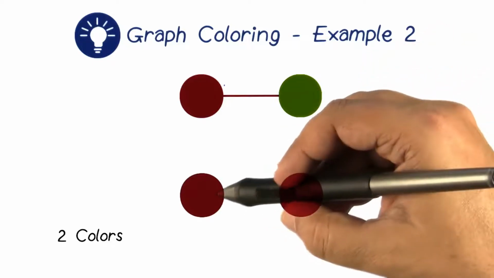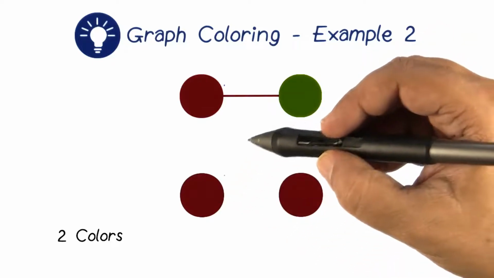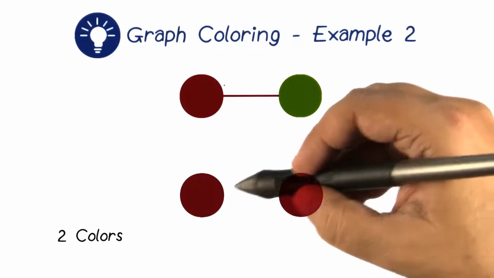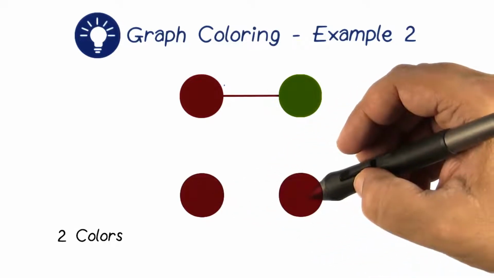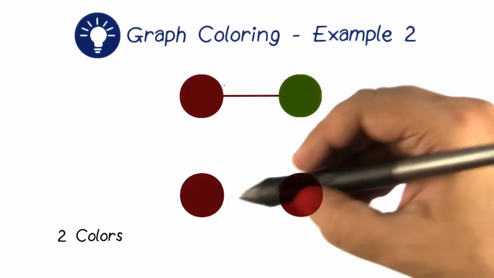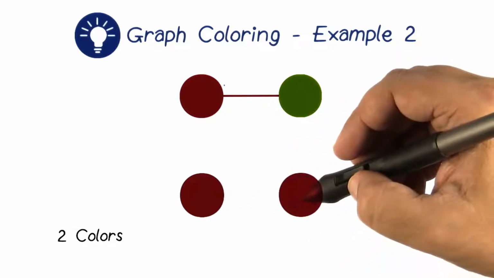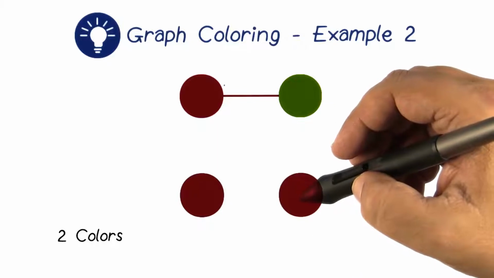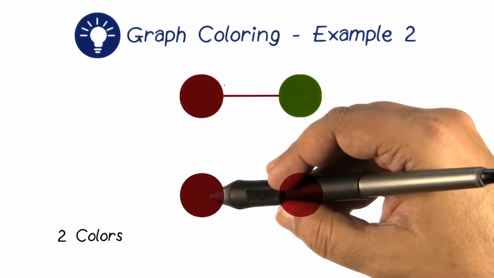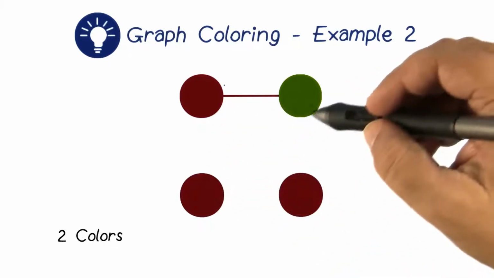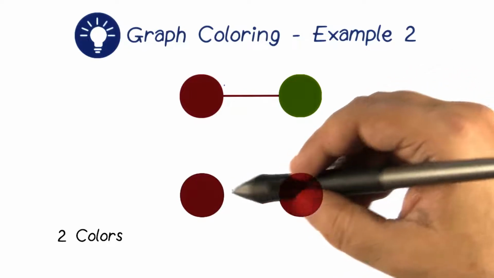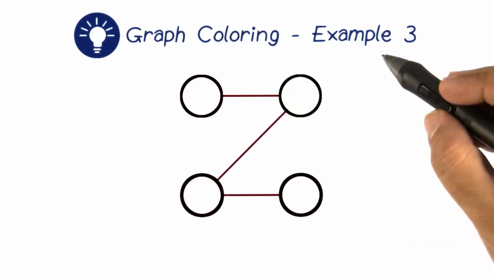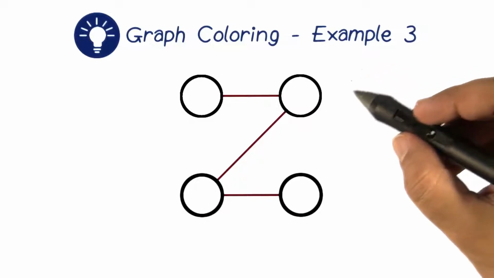Other nodes, however, can get either one of these colors. So we can give a red color to these 2 nodes, or we could even have given 2 green colors over here, or we could have had even one green and one red. That doesn't matter, because these nodes do not interfere with any other nodes. So they can get any color they want. Now we are going to complicate this example even a little bit more.